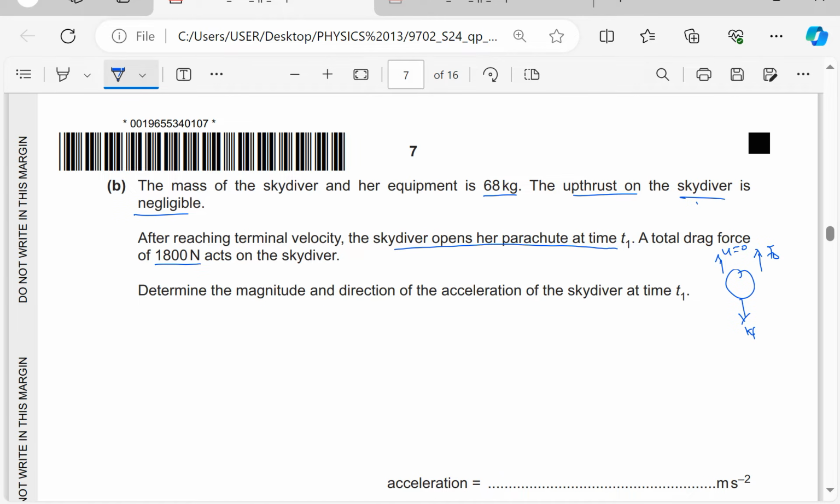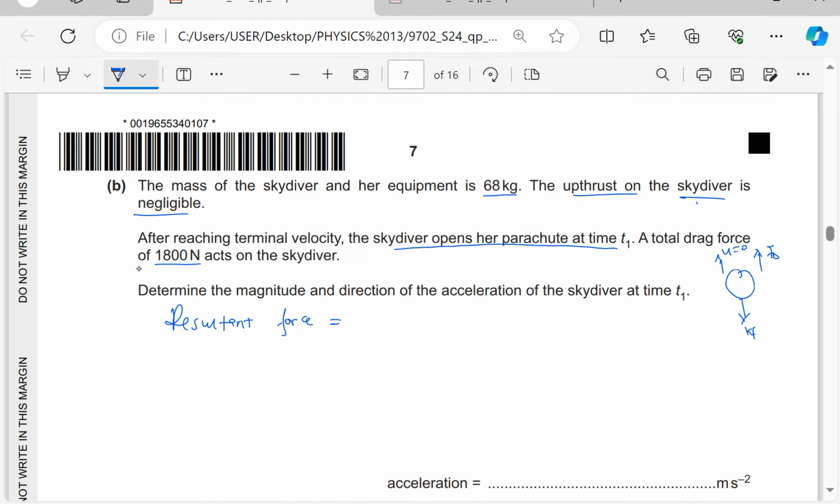So since the upthrust is 0, and is falling downwards, the resultant force is simply going to be equal to, because after reaching terminal velocity, the skydiver opens her parachute at time t1, the resultant force was already 0. In other words, the weight was equal to the upward force. Now again, he opens the parachute. That means the drag force is going to be greater than the weight.